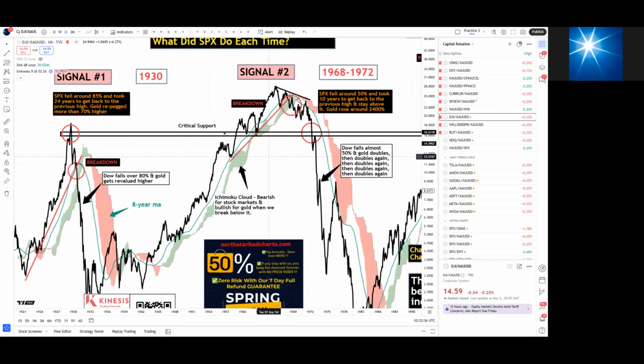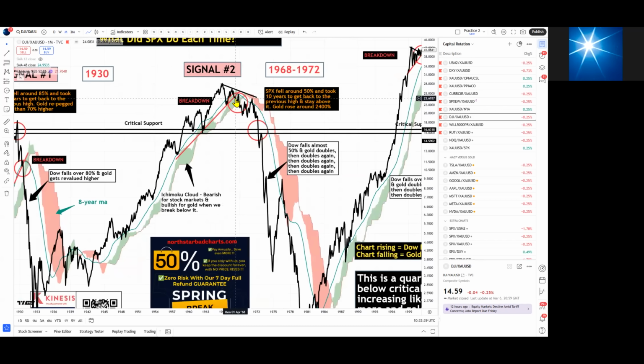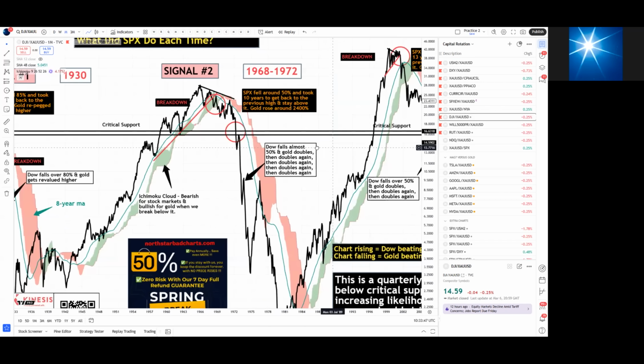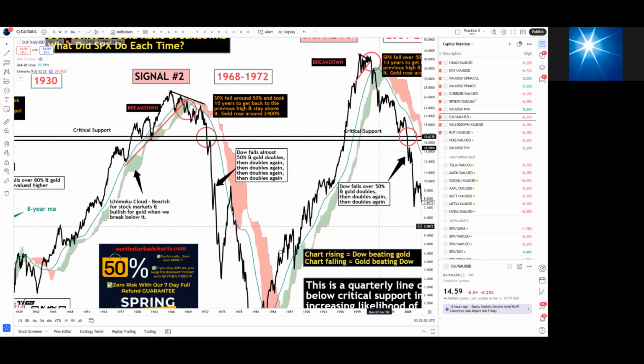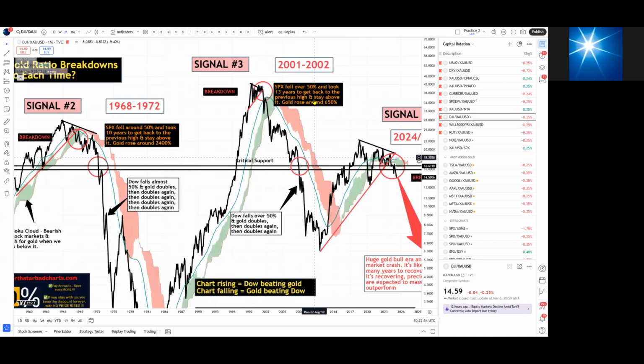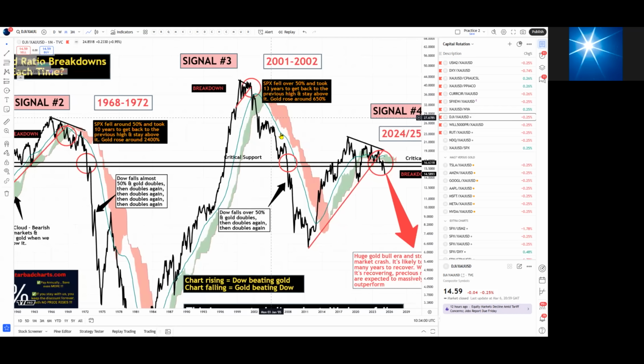The same thing happened in the early 1970s. The chart started plunging and then gold doubled, and then it doubled again, and again, and again. And during that time, the S&P fell 50% and took 10 years to get back to the point where it started. In the early 2000s, the S&P fell 50% and took 13 years to get back to where it started. And during that period, gold doubled, and then it doubled again, and then it doubled again.